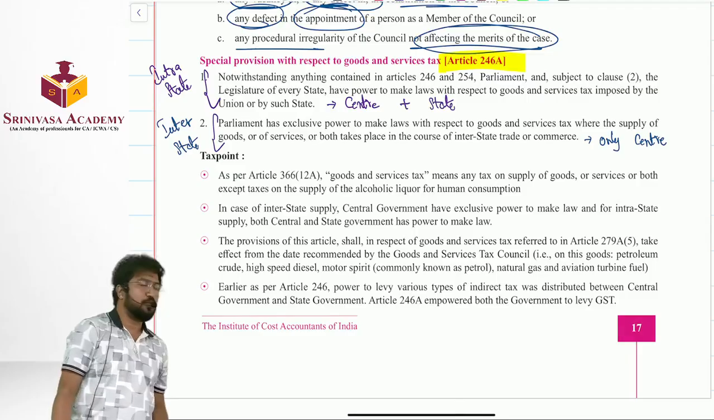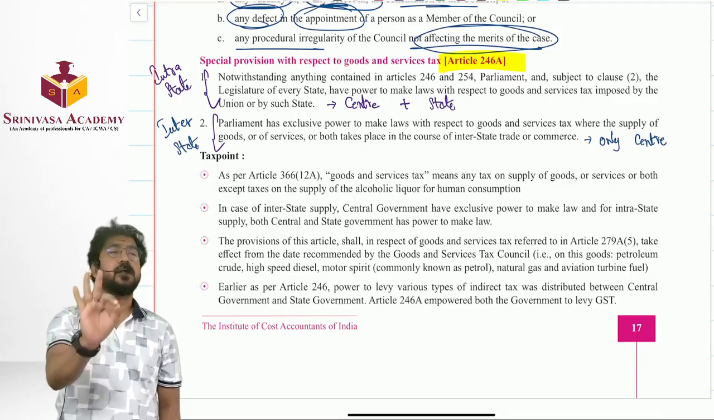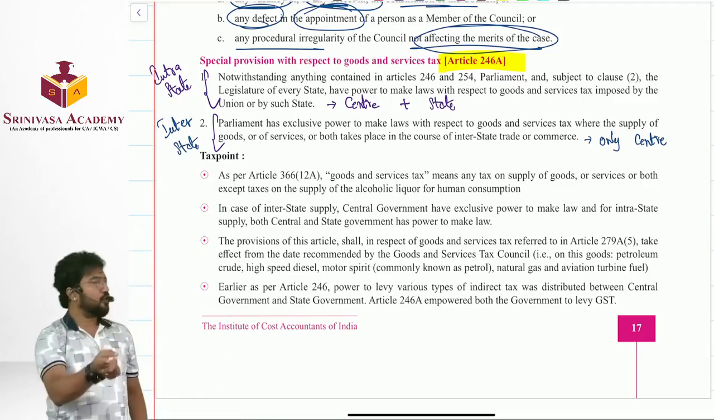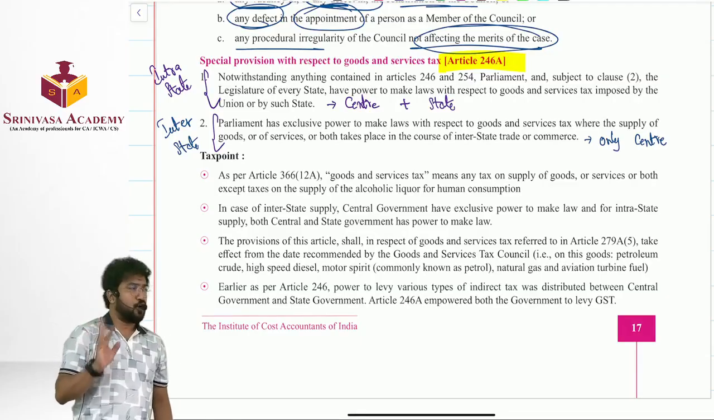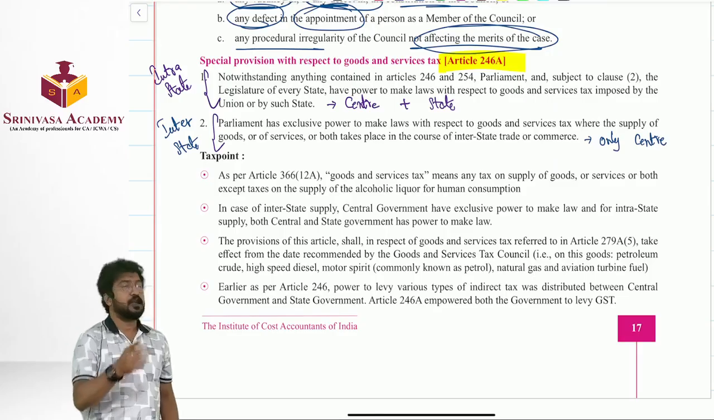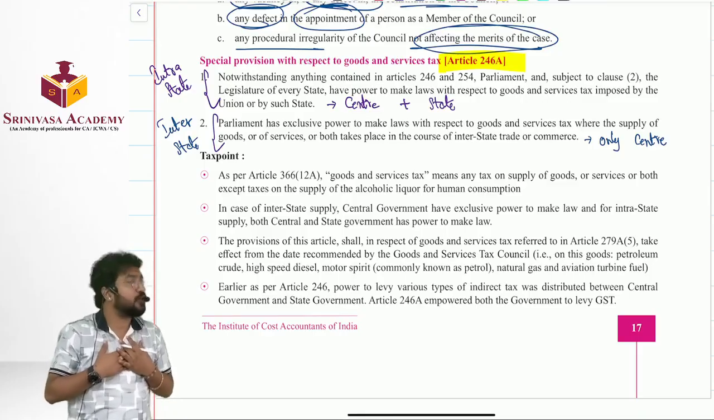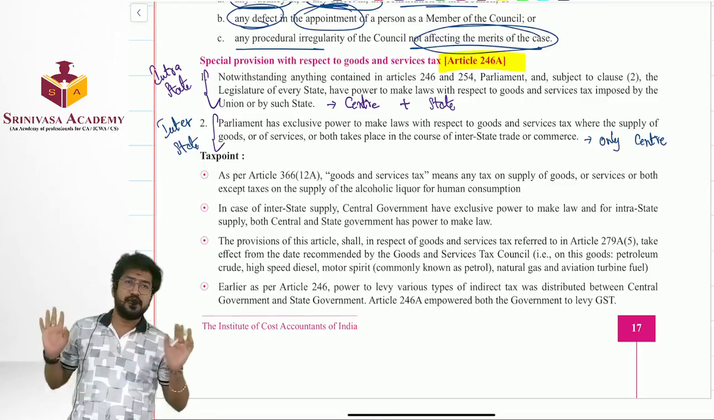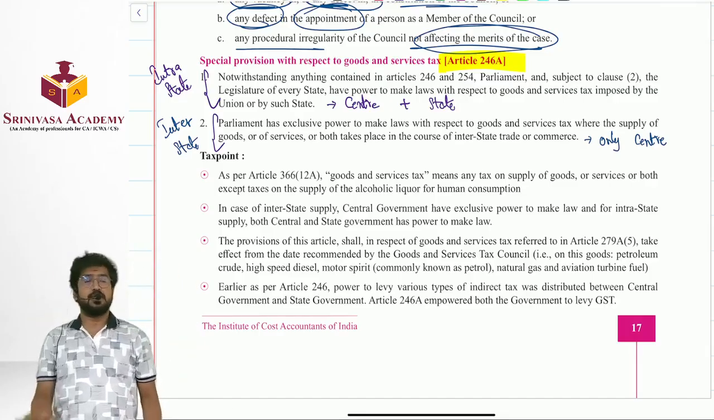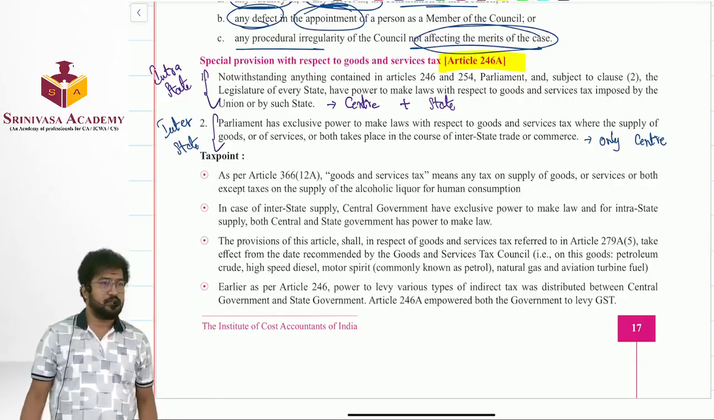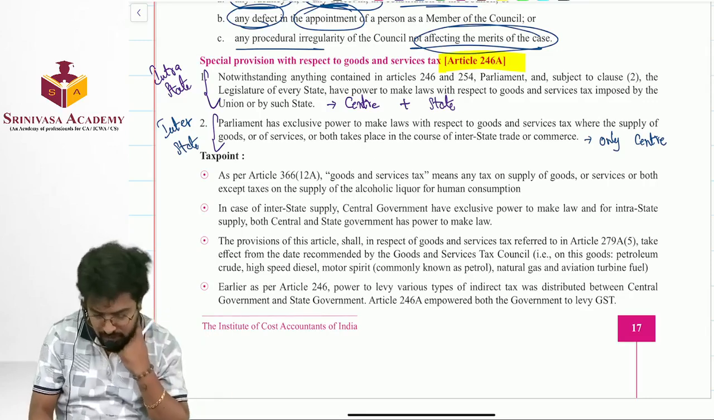Article 246A, how many points have you seen? 2 points. In that, what is the first point? Sir, first point is if it is intra-state supply, both central government and state government will have the power to make law. On intrastate transactions, who can take the power? Both. That is why we have CGST Act 2017. That is why we have Tamil Nadu State GST Act 2017. Clear? But for interstate supplies, only central government will have the power. That is why we are seeing IGST Act 2017. Clear? That is the analysis of Article 246A. Right. Let us move on to the next one.